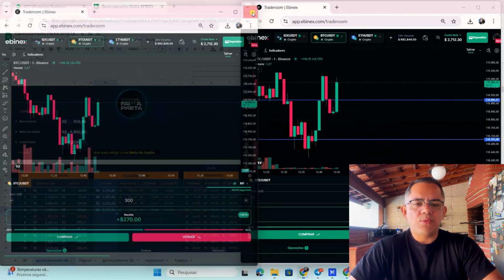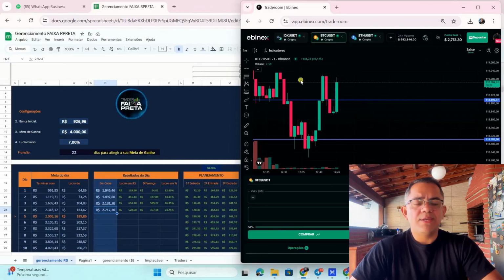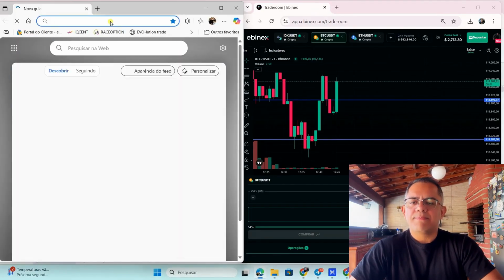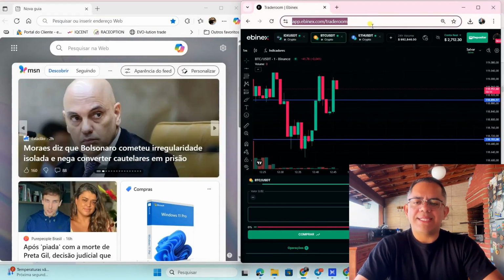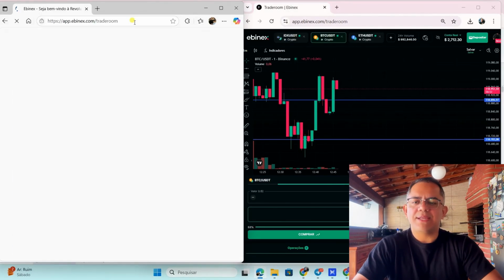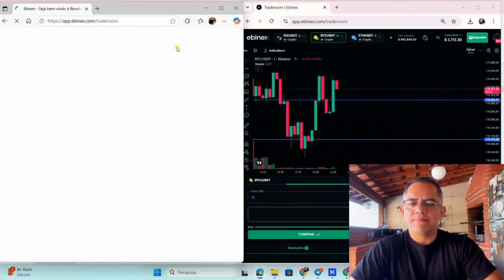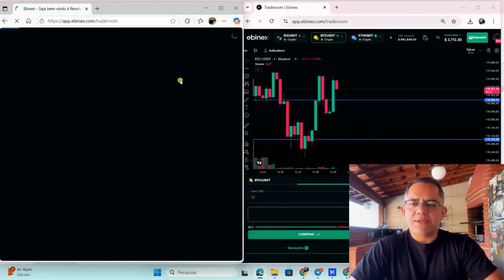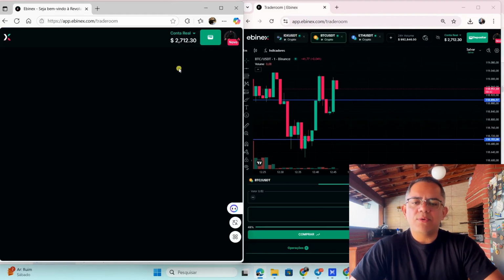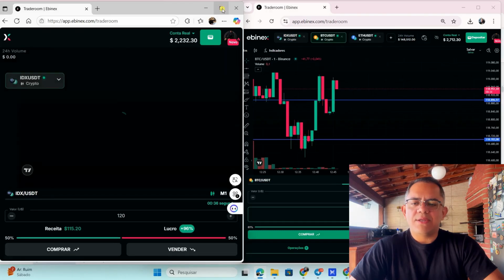You're going to close one of these screens here and log in using another browser. Let's use this Edge here. Look, open Edge to make it easier. We are going to paste the Ebinex address here as well. And you're going to log in, right? When you log in, here on the other page, let it load. Make it bigger like this, let it load.